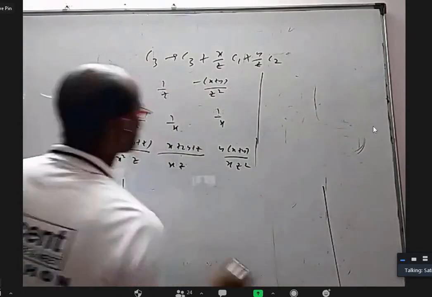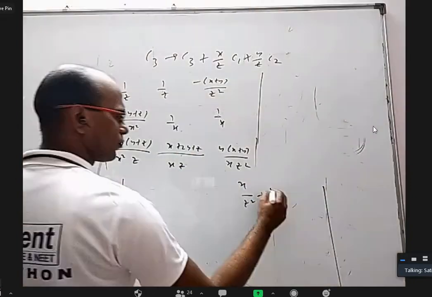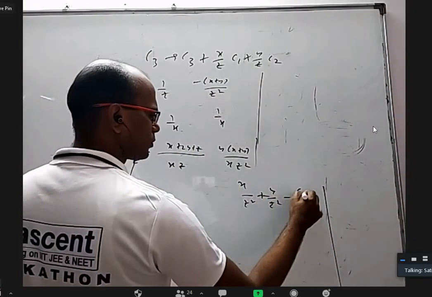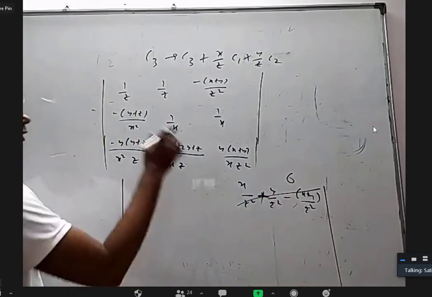It might be right as it. If I write x by z, this is x by z square, this is y by z square, but this is minus x plus y by z square. So this whole thing becomes 0. What will happen to this?